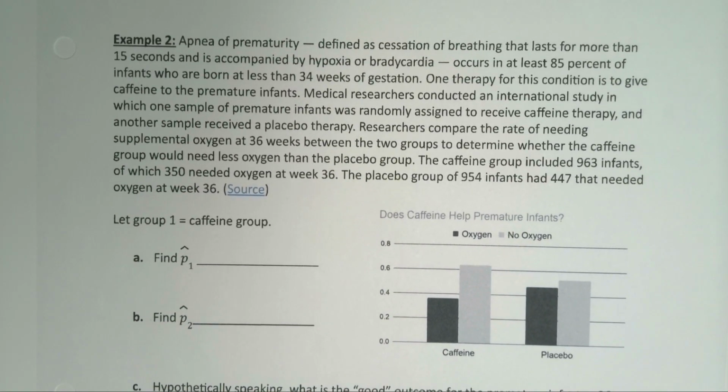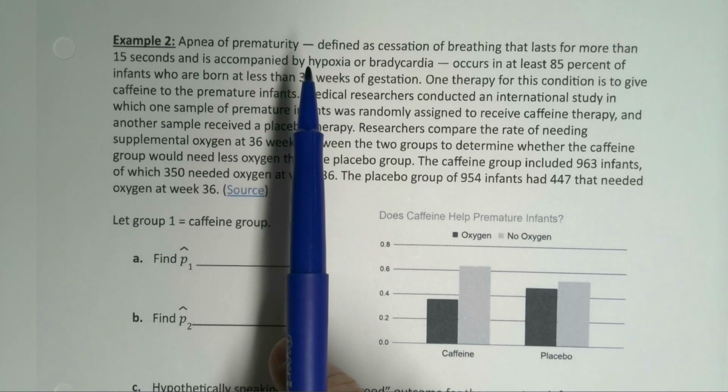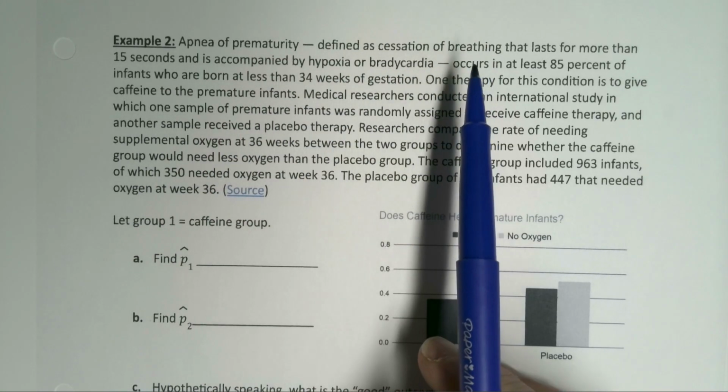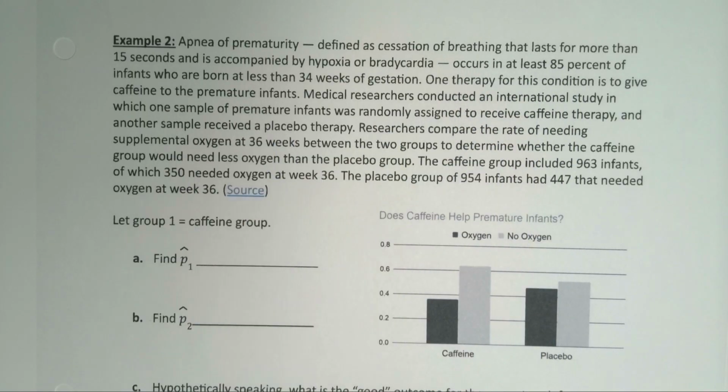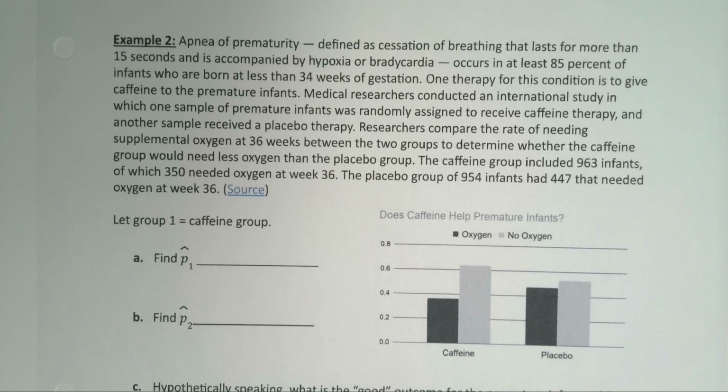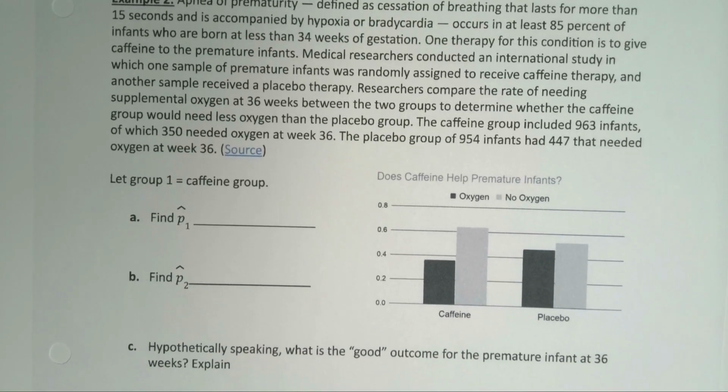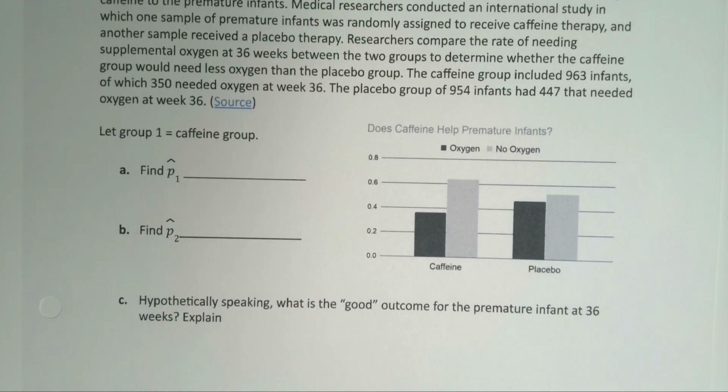Apnea of prematurity, defined as cessation of breathing that lasts for more than 15 seconds and is accompanied by hypoxia and bradycardia, occurs in at least 85% of infants who are born at less than 34 weeks of gestation. One therapy for this condition is to give caffeine to the premature infants. Medical researchers conducted an international study in which one sample of premature infants was randomly assigned to receive the caffeine therapy, and another sample received a placebo therapy. Researchers compare the rate of needing supplemental oxygen at 36 weeks between the two groups to determine whether the caffeine therapy group would need less oxygen than the placebo group.